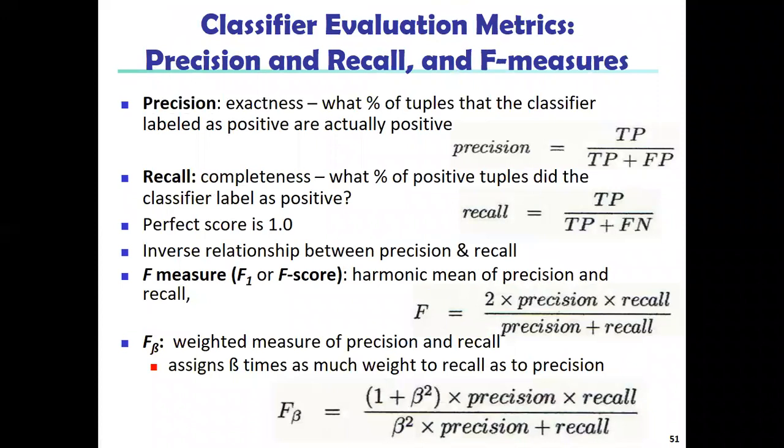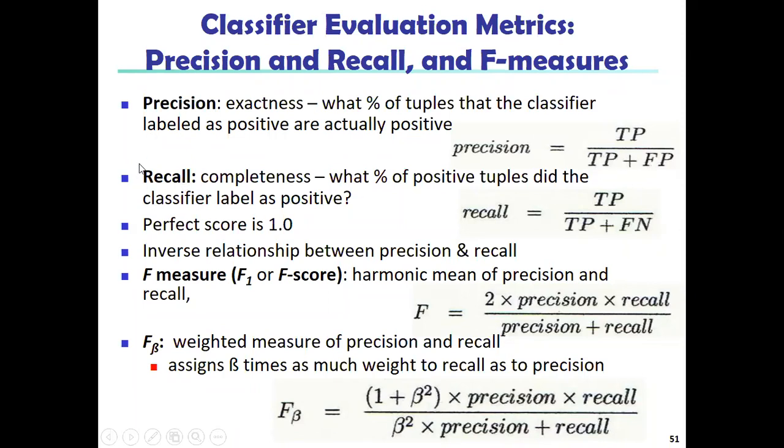Apart from accuracy, there are 4 parameters which are also required to calculate the classifier quality, or you can say the classifier evaluation metrics. The first one is precision. Precision means what percentage of tuples that the classifier labeled as positive are actually positive. How many your model labeled as positive and how many are actually positive, that is defined here. So precision is a ratio with only positive cells. That means true positive divided by true positive plus false positive.